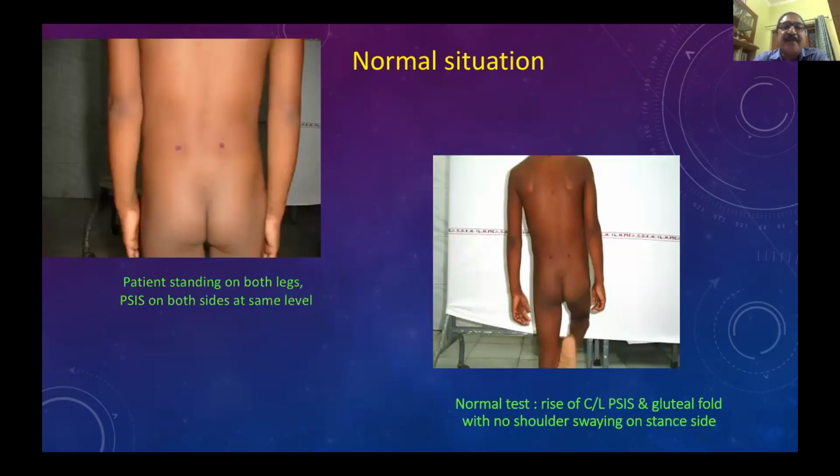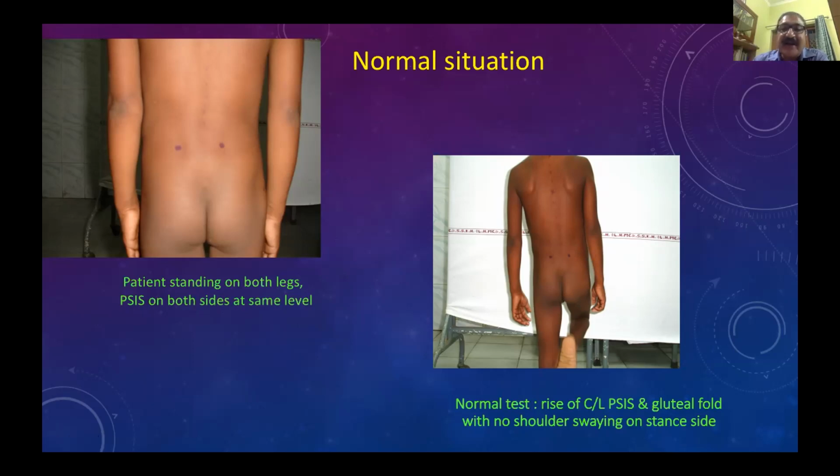Now, this is the example of a normal situation when the patient is standing on both the sides. Everything is on the level. You are supposed to examine the patient from the back, appropriately undressed. This is a child, so it is completely dressed, otherwise appropriately undressed. And you are supposed to see the level of the posterior superior iliac spines and the gluteal folds while inspecting from behind. In a normal situation, when the patient stands on one side, the other side posterior superior iliac spine rises a little, and the opposite side gluteal fold also rises a little. This is a normal situation.